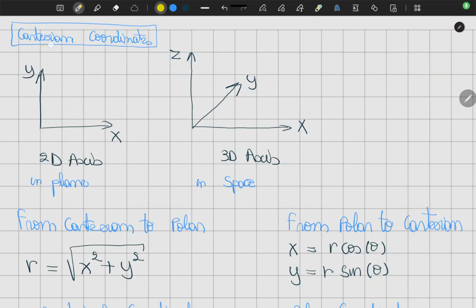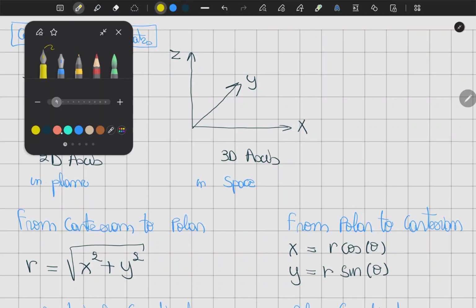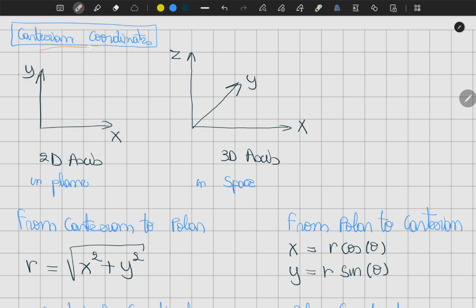Now we got this Cartesian coordinate. Okay, Cartesian coordinate, which is 2D axis in plane, and then we got a 3D axis in space. So 2D we see y, x, which are 2. 3D we see z, y, x in space. So you see the difference. When we work in plane, we see a 2D, and when you work in space, we see a 3D. Okay?